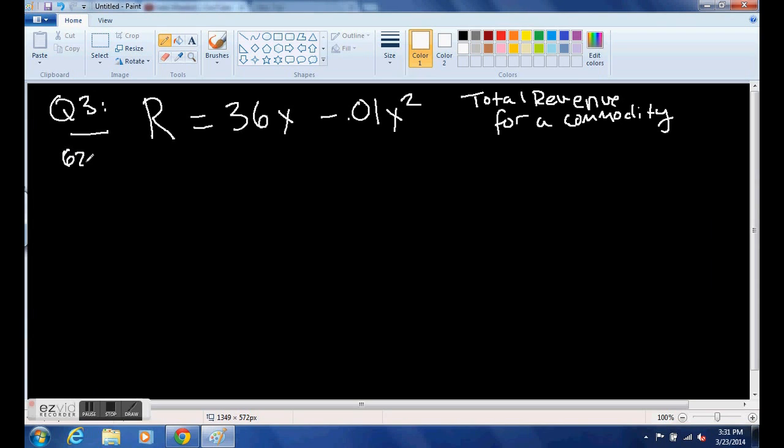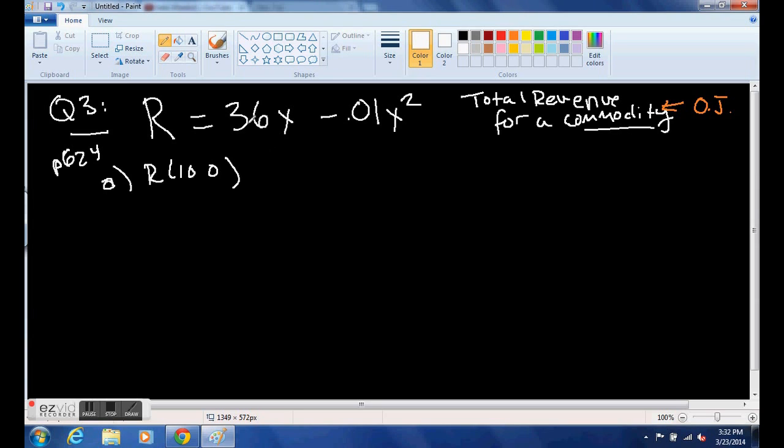Question 3 on page 624 says, suppose that the total revenue function for a commodity is R = 36x - 0.01x squared. They don't tell us what commodity, so I like to think of it as orange juice. Why? Because I keep thinking of Trading Places and how they messed up on the commodities market. So part A says find R of 100 and say what this represents.